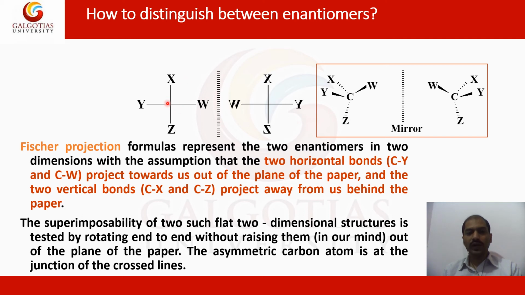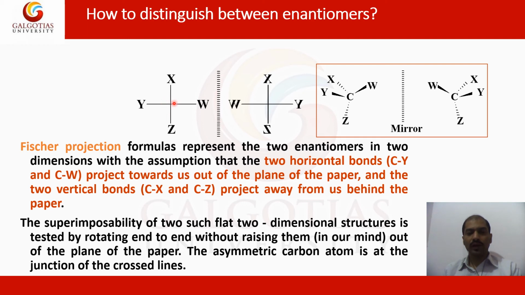So here you can see it. Similarly, with this molecule you first have to represent it this way. Here you can see the details. The Fisher projection formula represents the two enantiomers in two dimensions with the assumption that the two horizontal bonds, Cy here and Cw, are generally not shown. So Cy, this side, this is the carbon.